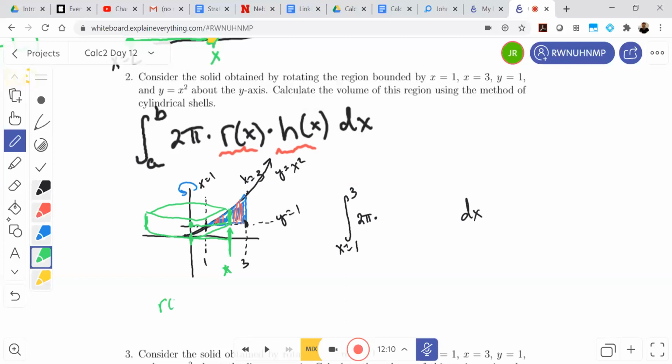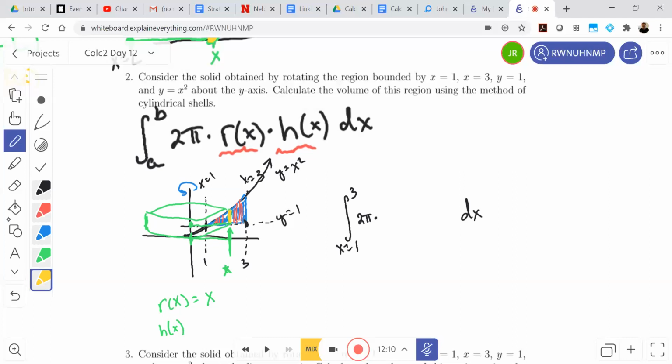So maybe I'll just record that off to the side here. The radius of this cylinder is just equal to x. Now the height of the cylinder is going to be this height, you probably can't see that, this height right here, right, is going to be this height right here.